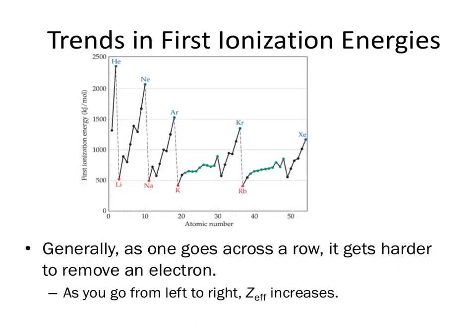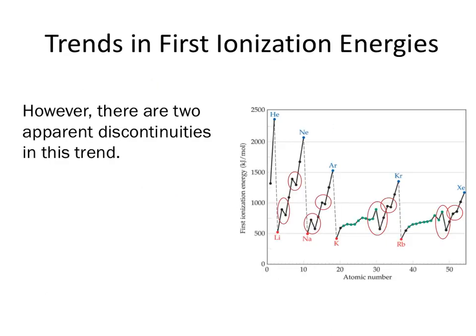All right, so we already talked about the fact that as you go across a row or across the periodic table from left to right, it gets harder to remove an electron because you get more protons, right? Higher effective nuclear charge. However, there are some exceptions to this. There are two that we're going to talk about.